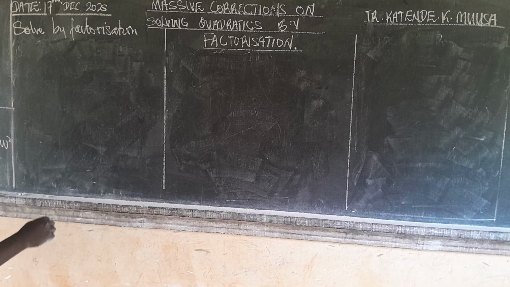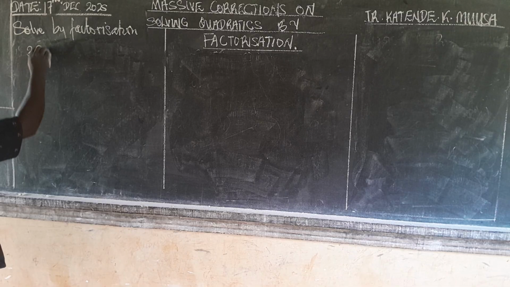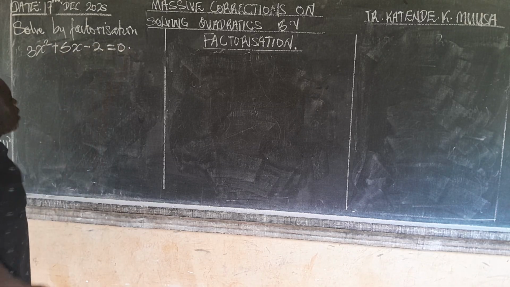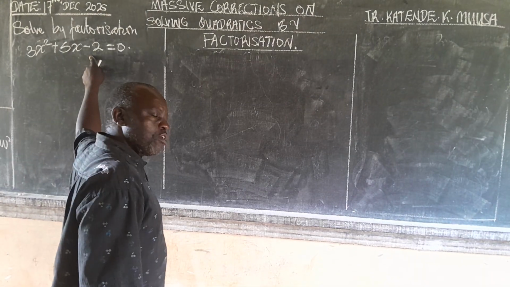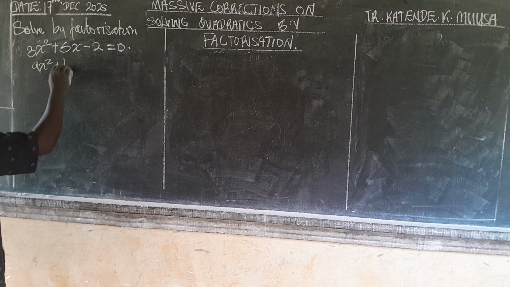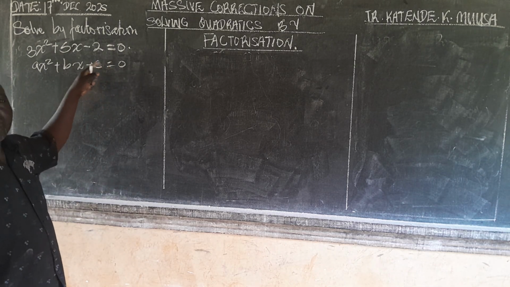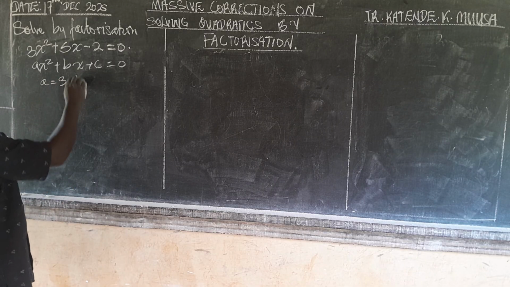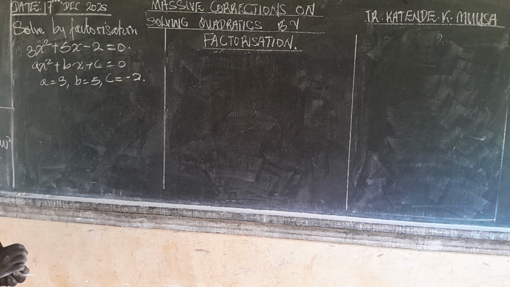Therefore, we are beginning with solve by factorization, and the number is 3x squared plus 5x minus 2 equals 0. That was number 2. Number 1 was well done. With this one, don't forget the mother quadratic equation, which is ax squared plus bx plus c equals 0. Now we compare with a equaling 3, b equaling 5, c equaling negative 2. So we have to look at the factor product.